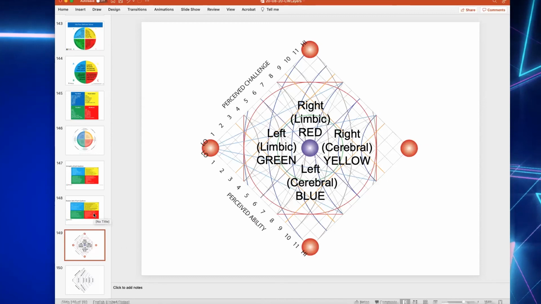Go ahead, Dave. I have a question. Let's say we did a change grid and put up a task list and found that the majority of the items on the task list were left cerebral blue. Do we infer anything from that?